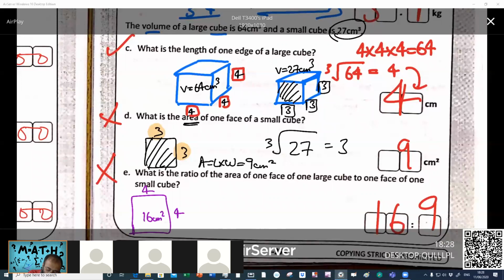Okay, now let me do something here. Copy, paste, and there's a small one. Okay, what's the area of the small one? We said the area of the small one is 9. So the ratio is 16 to 9. Finished, done, completed. There's no cancelling that can be done. They can't be cancelled.